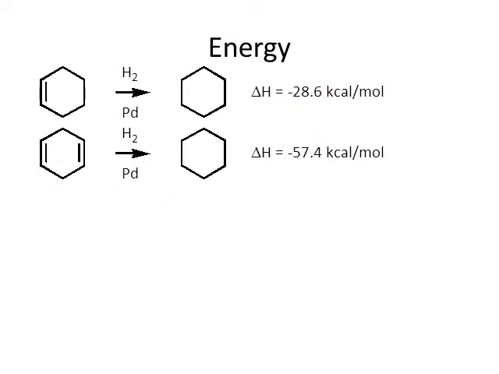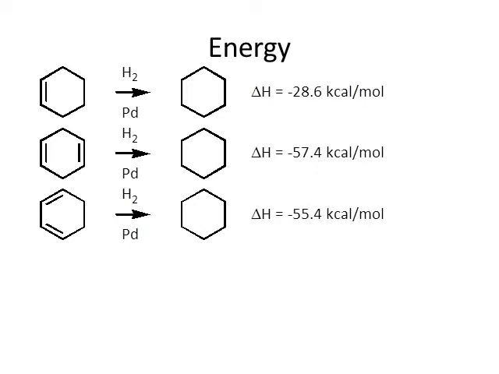Now, this system is not conjugated, so let's consider a conjugated system. 1,3-cyclohexadiene is hydrogenated exothermically by 55 kilocalories per mole. So it seems like there's an extra 2 kilocalories per mole stabilization of this one relative to this one due to conjugation, because going from here to this, they end at the same place, right? So if we're going downhill by 57 versus downhill by 55, that means we started higher for the non-conjugated system than the conjugated system. Okay, let's consider benzene.